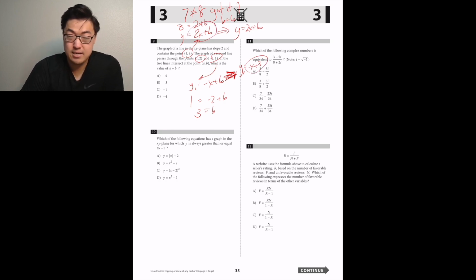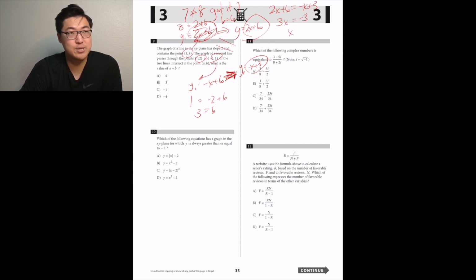So then if it's 1, I'm going to use the point (1, 2). That's going to turn into 2 is equal to negative 1 plus b. So b is 3. So I have two lines. First one's equation is 2x plus 6, and that's equal to negative x plus 3.